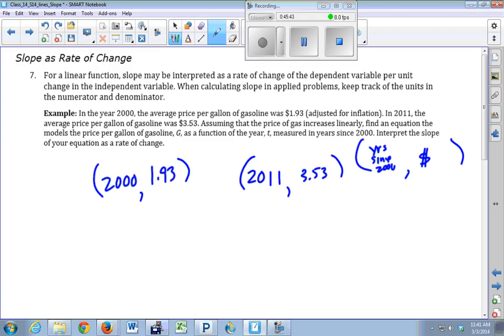So since t is going to be measuring the years since 2000, I have to represent these 2 coordinates a little differently than what I plucked out of my sentence. I'm not going to be writing 2000 and 2011. What would I be writing instead? 0, because 2000 is 0 years from itself, and 2011 is 11 years from 2000.